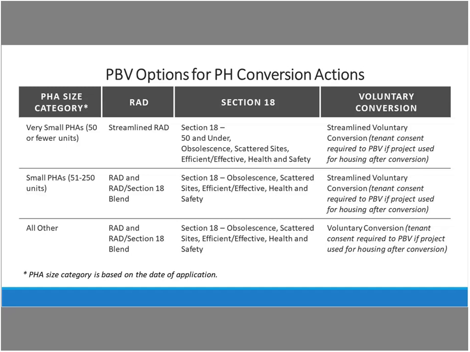If you're then a housing authority with between 51 and 250 units, you have the RAD option available to yourself. You have Section 18, and then streamlined voluntary conversion is still an option. And then above 250, you have the RAD and RAD Section 18 blend. You have all of the available Section 18 options, so that would be all of them except for the 50 or less, as with 51 to 250, and then the streamlined voluntary conversion. So those are the paths, and we'll talk about this again a little bit later in the decision matrix portion of the presentation.